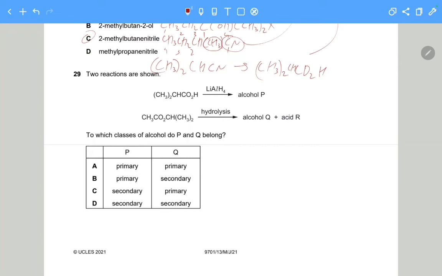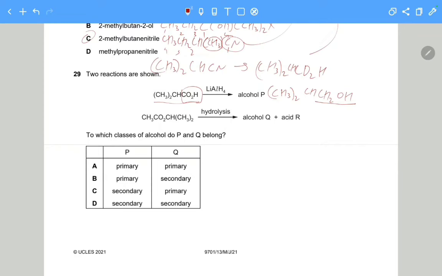Two reactions are shown. CH3 whole twice CHCO2H in the presence of LiAlH4 gives alcohol P. Let's stop right there and see what's happening. Lithium aluminium hydride is a reducing agent. It will reduce the carboxylic acid into the primary alcohol, because remember, only primary alcohols oxidize to give carboxylic acids and aldehydes. So we get CH3 whole twice CHCH2OH. That is alcohol P. The CO2H group is converted to CH2OH upon reduction.